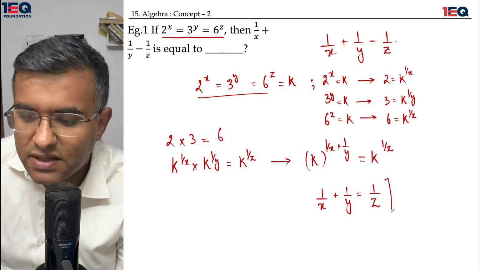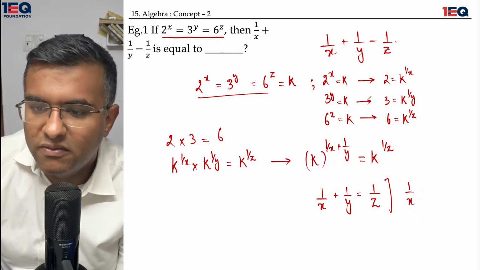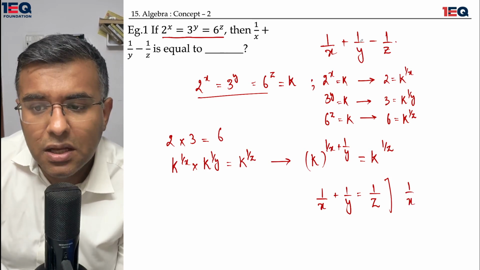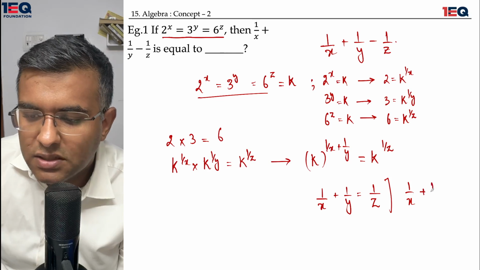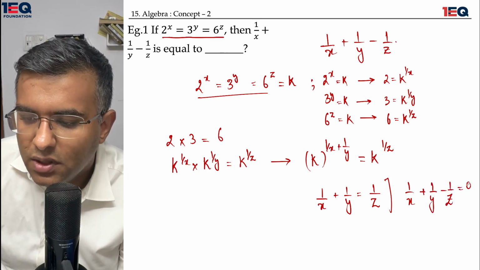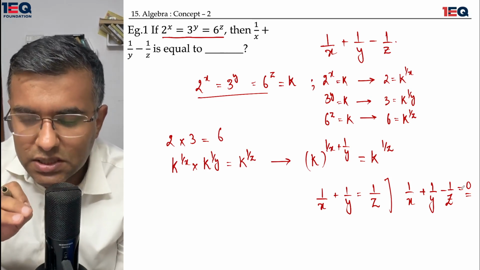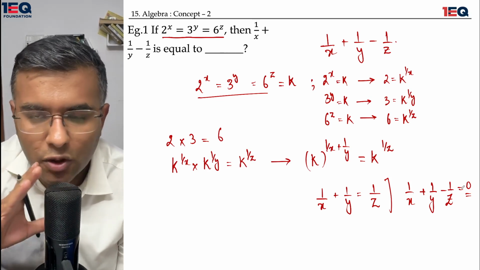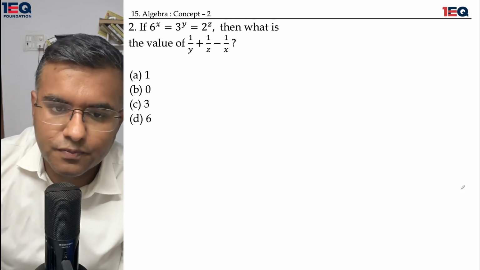The answer is yes. So the question asked me, what is the value of 1 by x plus 1 by y minus 1 by z? My answer to that is 0. So the final answer is 0. I hope it is very much clear. Good enough. Let's move on.